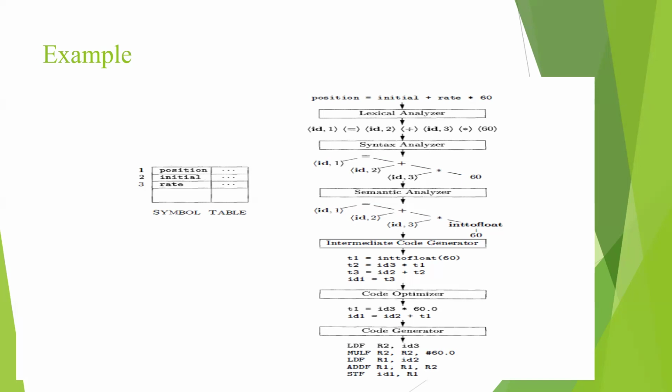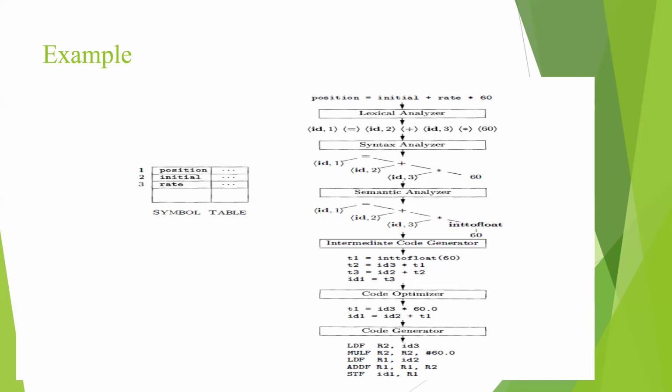Then the next phase is the code generator. The code generator takes as input an intermediate representation of the source program and maps it into the target language. If the target language is machine code, registers or memory locations are selected for each of the variables used by that particular program. The intermediate instructions are translated into sequences of machine instructions that perform the same task.